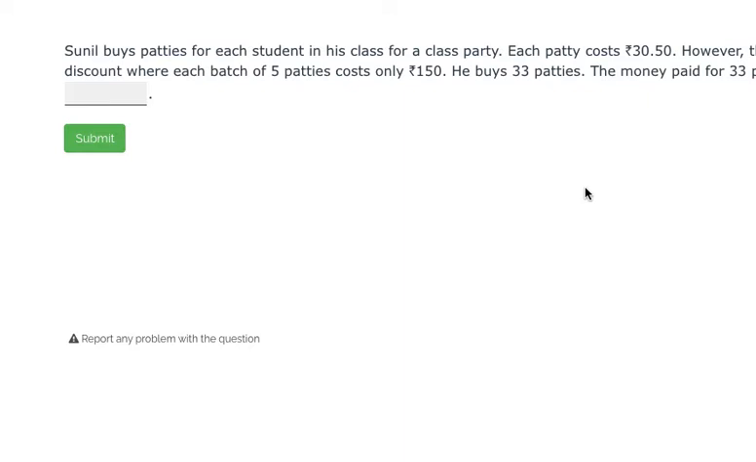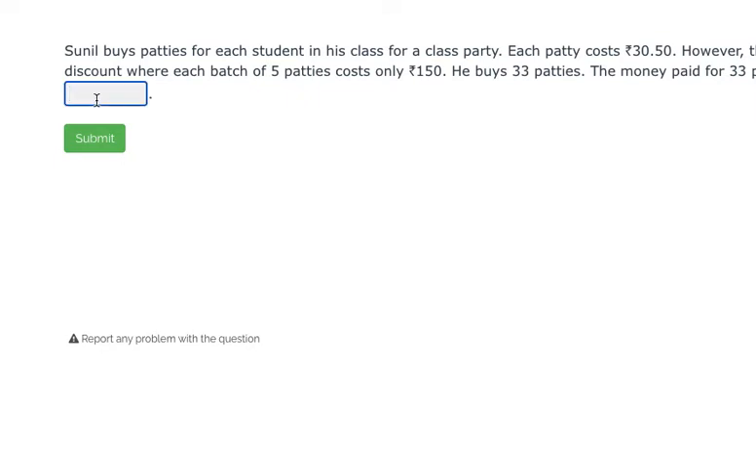30.50 plus 30.50 plus 30.50. That means 30.50 into 3. So 30 rupees 3 times is equal to 90 rupees. And 50 paisa into 3 times is equal to 1 rupee 50 paisa. So 90 plus 1 rupee, 91 rupees plus 50 paisa. So 91.50. That is the answer.